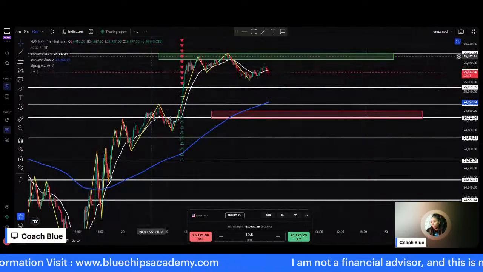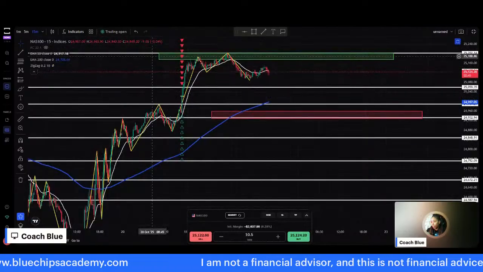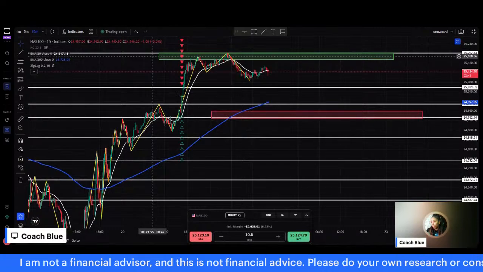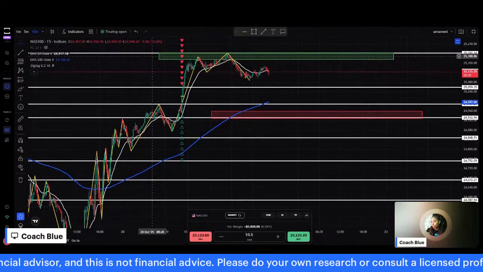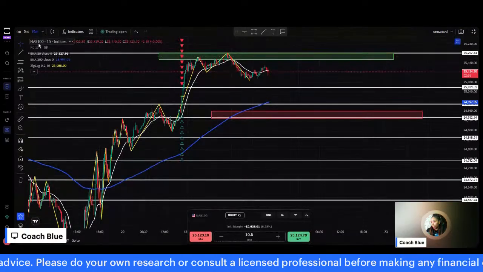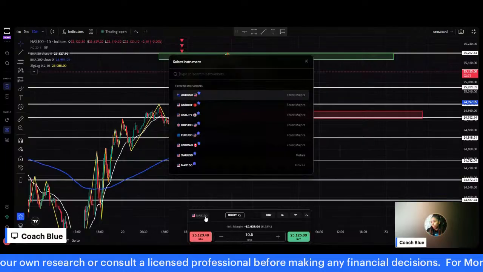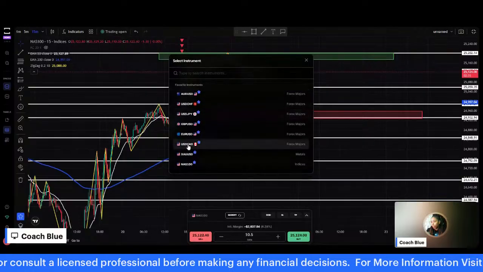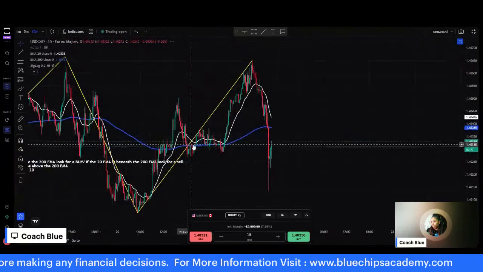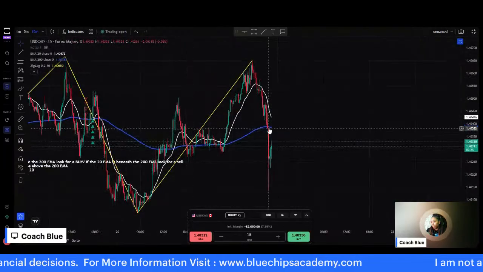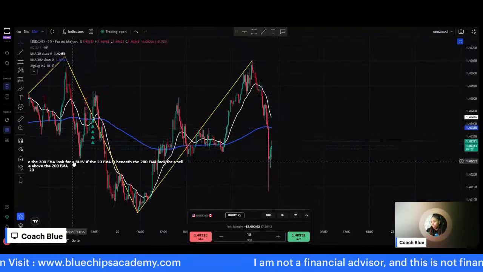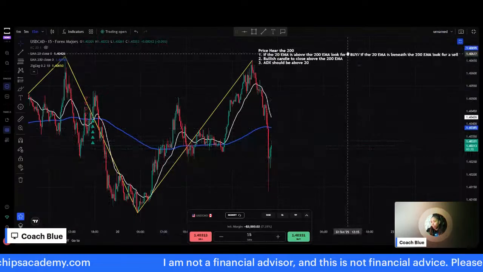We can go. Let me see if there's some. We had a couple of other little opportunities to get into the market. USD CAD was near the 200. Let's go look at CAD real quick. USD CAD. So USD CAD was near the 200, right? But we know that this wouldn't have been a buy.